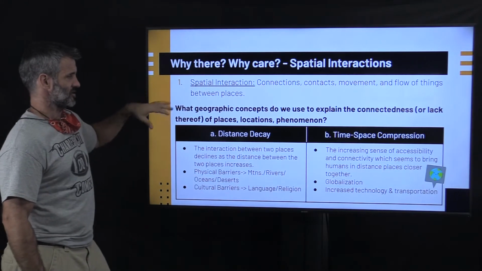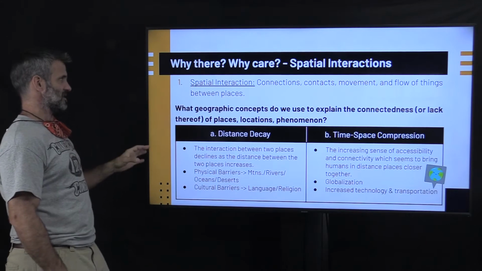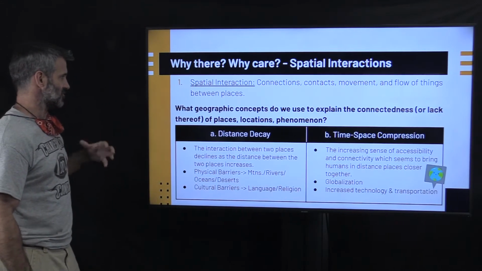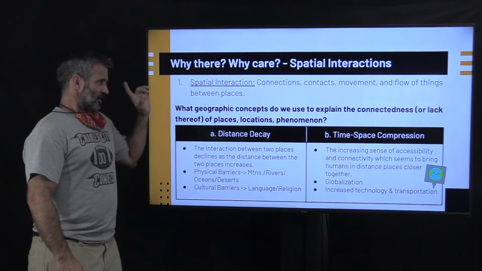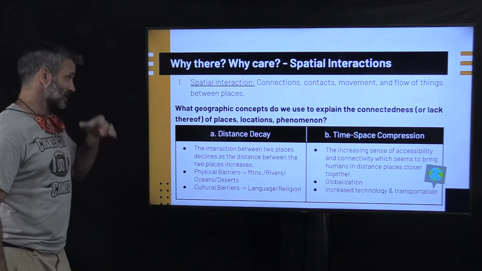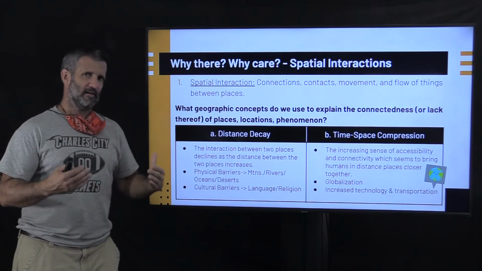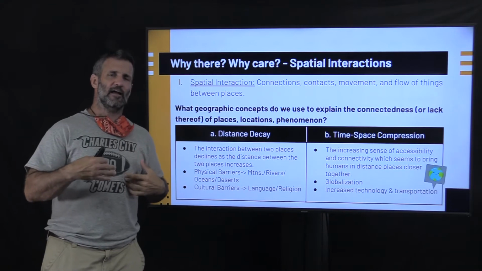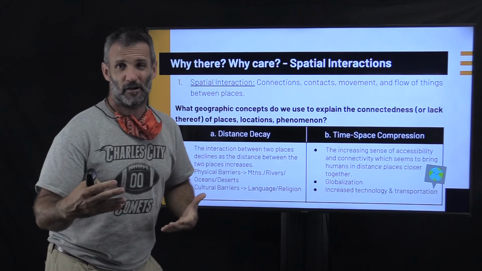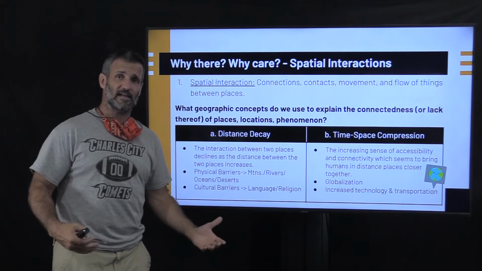Spatial interactions: connections, contacts, movements, and the flow of things between places. What geographic concepts do you use to explain connectedness or lack thereof? One, we got distance decay, and the second is time-space compression. How much contact do I have with another teacher in Texas? Not a lot. The farther away I am, the less contact I have.